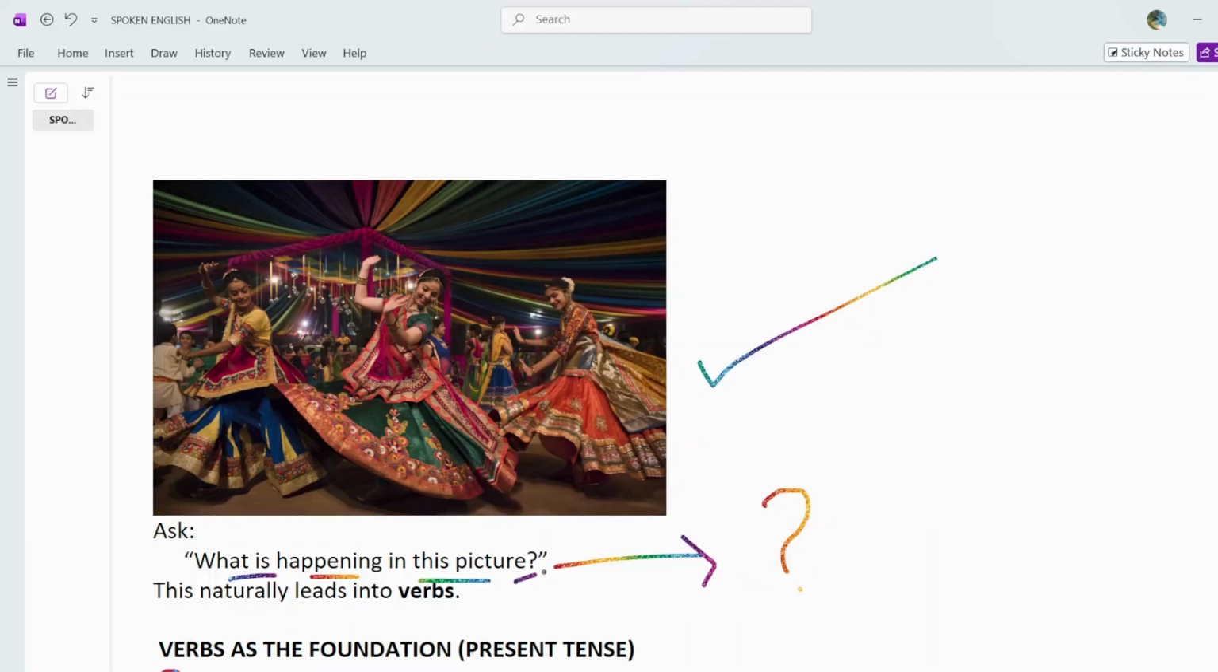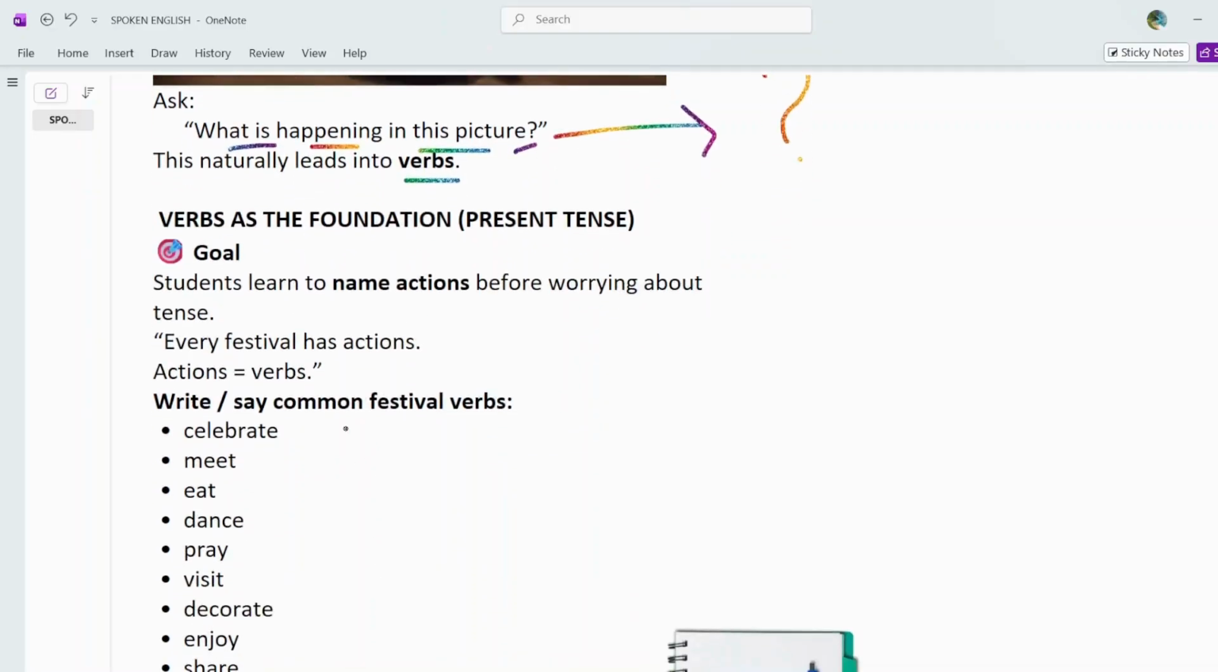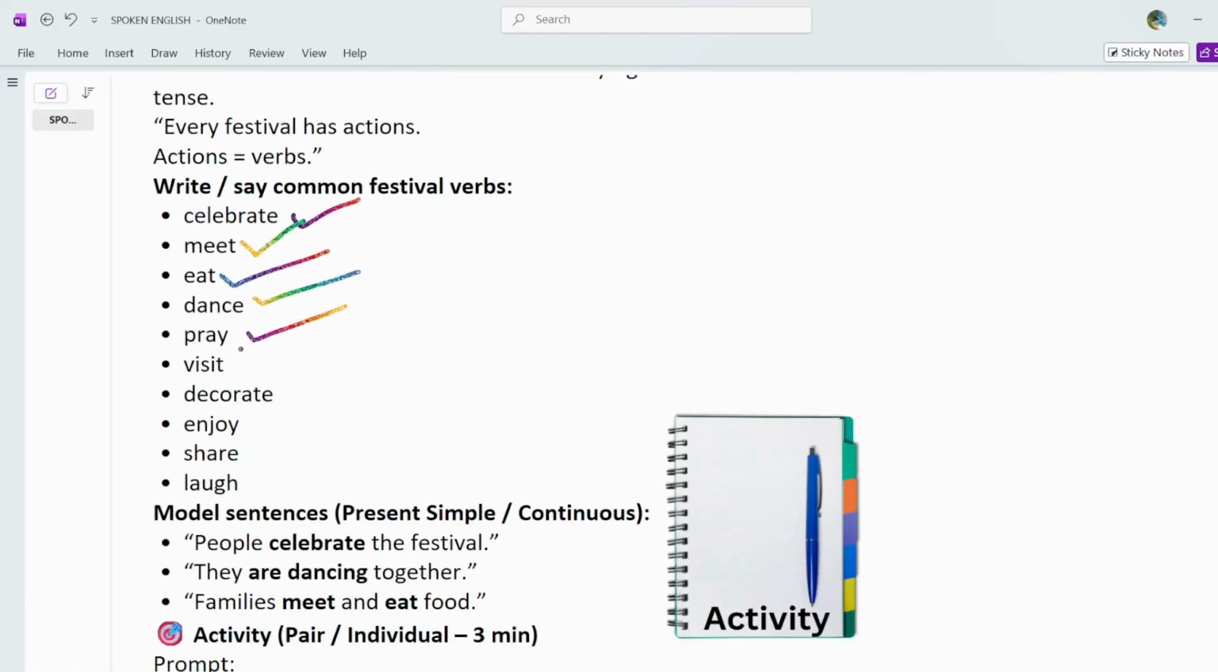Okay. So, I would like to also tell you that every festival has actions, correct? Actions are what people do. Don't you agree? Because during festivals we do not sit in one place, we actually do a lot of things. Now verbs are words that involve a lot of actions, correct? For example, during a festival, what do people do? They celebrate, they meet, eat, yes, dance. Great. They pray. A very important part of a festival is praying.